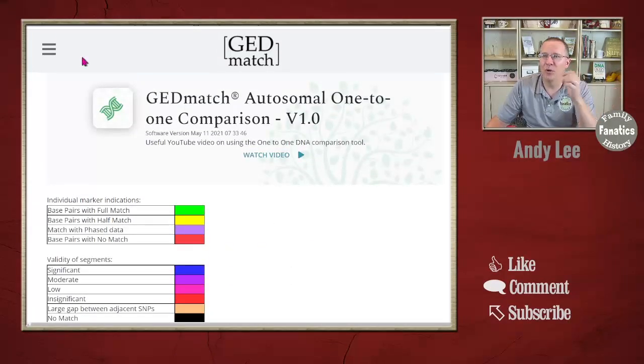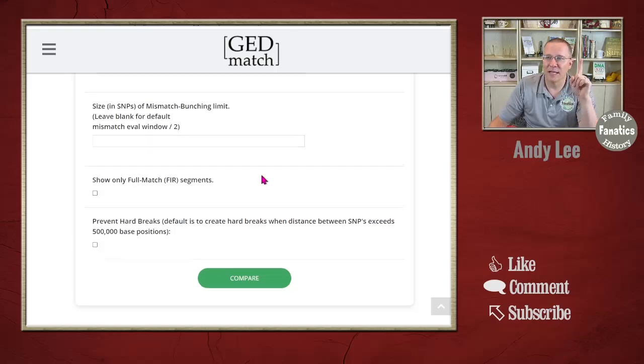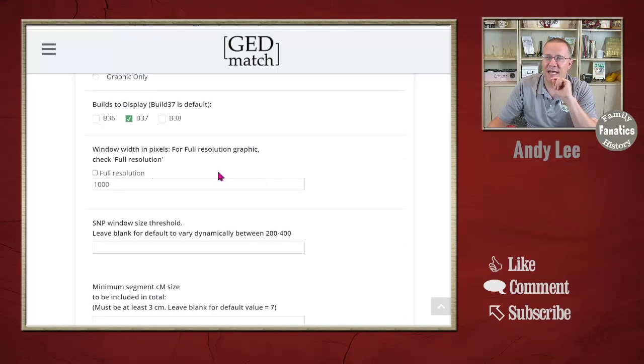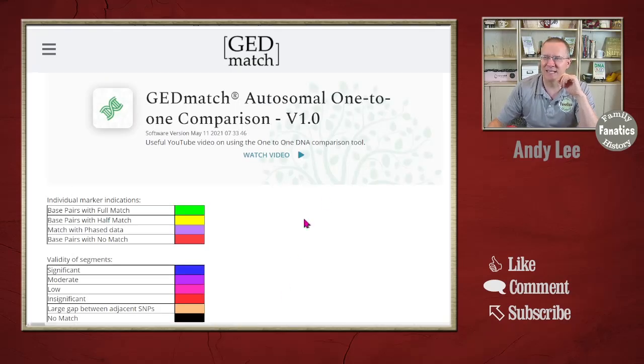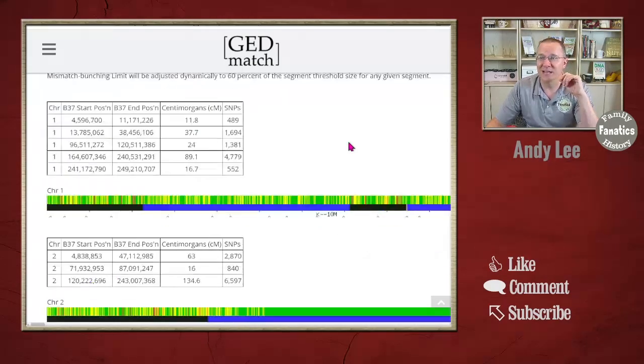So let's go back one more time and let's change another setting so that we can see that. If we go up to the window width and we go to full resolution, now each pixel of that line is going to be one SNP, whereas before it was making it 1,000 pixels long, and so each pixel represented 14 SNPs. Now we're going to have the full resolution. We're going to be able to see everything in detail. This is a lot of information.